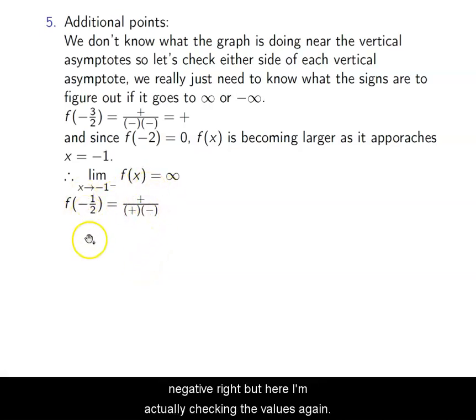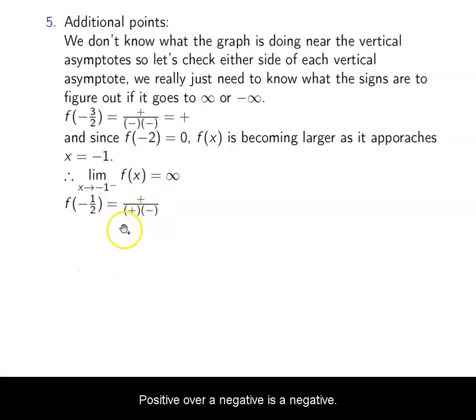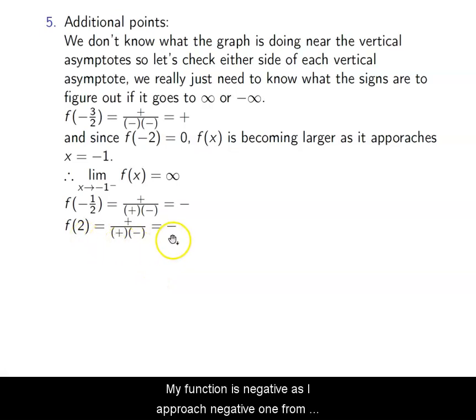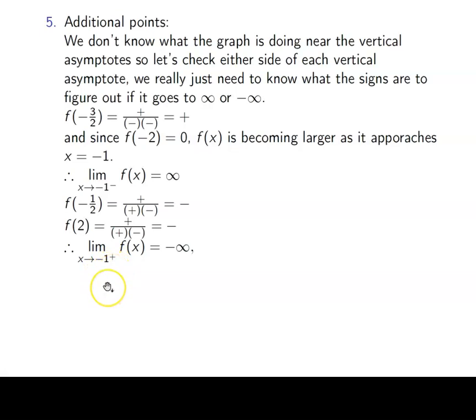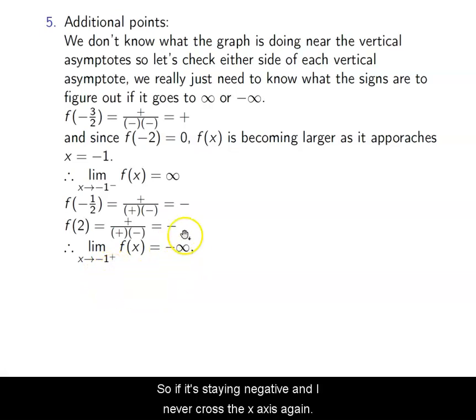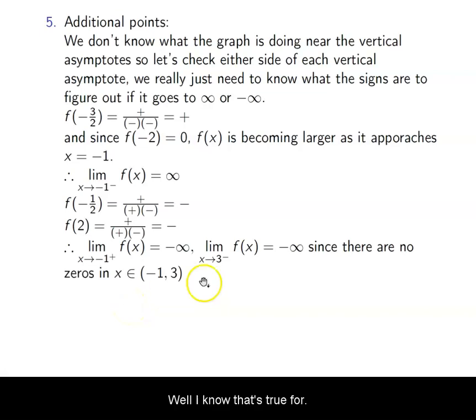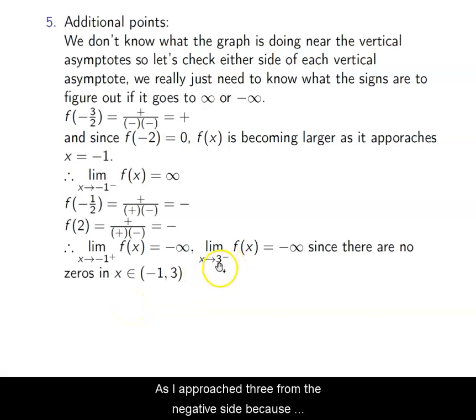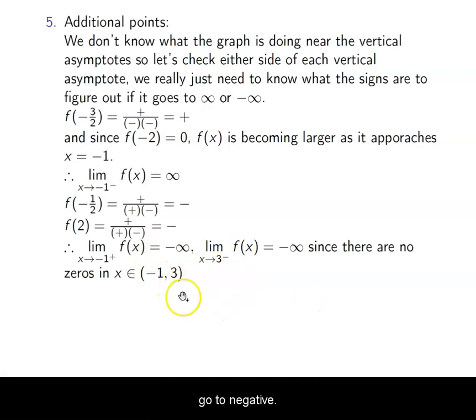But here I'm actually checking the values again. Positive over a negative is a negative. So my function is negative as I approach -1 from the positive side. Okay. So if it's staying negative and I never cross the x-axis again, I know that's true as I approach 3 from the negative side, because again, there are no zeros in between -1 and 3, the two vertical asymptotes. So there's no way it can start to go towards positive infinity if all I have is negative values there, right? So it has to go to -infinity.